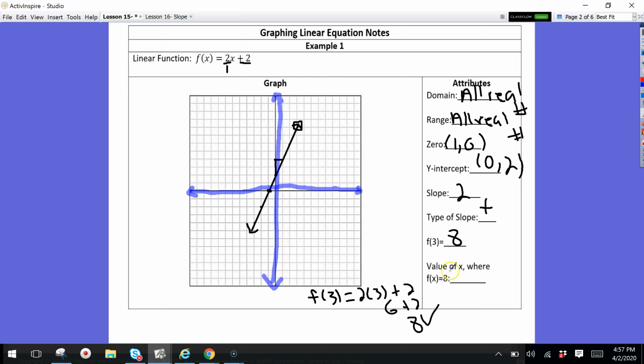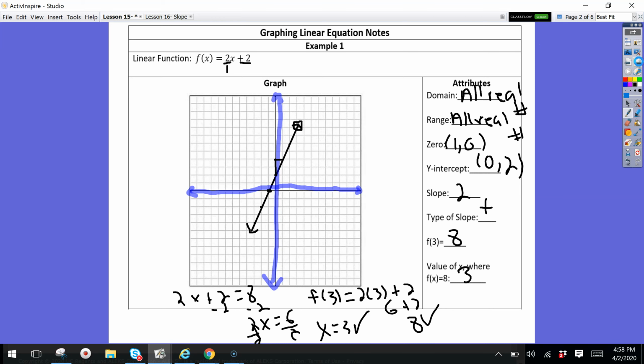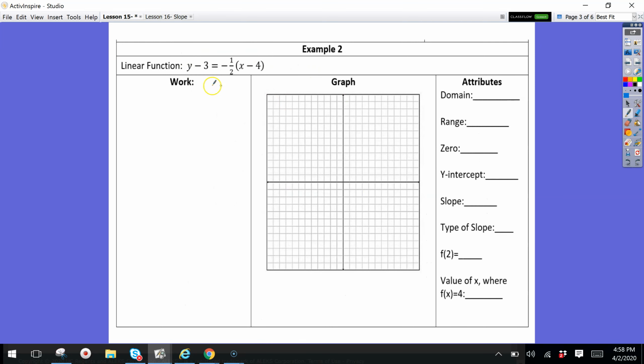So what is the value of x where f of x equals 8? Well, we just figured that out. It's 3. And again, you could have set this equal to 8 and solved backwards. So 2x plus 2 equals 8. If we solved for x, we would subtract 2 and we would have 2x equals 6. Divide by 2 and x equals 3. So it works.